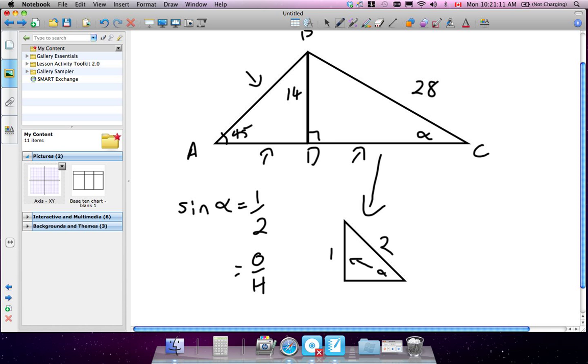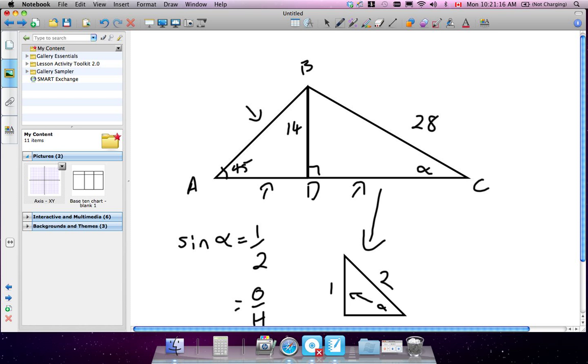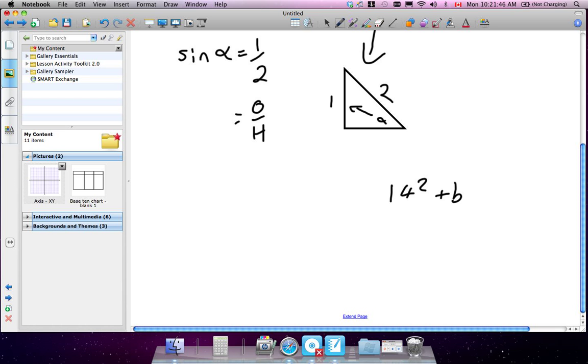Okay, let's think of Pythagoras first of all to deal with this side. We have a squared plus b squared equals c squared. C is 28, and a is 14, so 14 squared plus b squared equals 28 squared. We're trying to solve for b. We're going to call this side b.